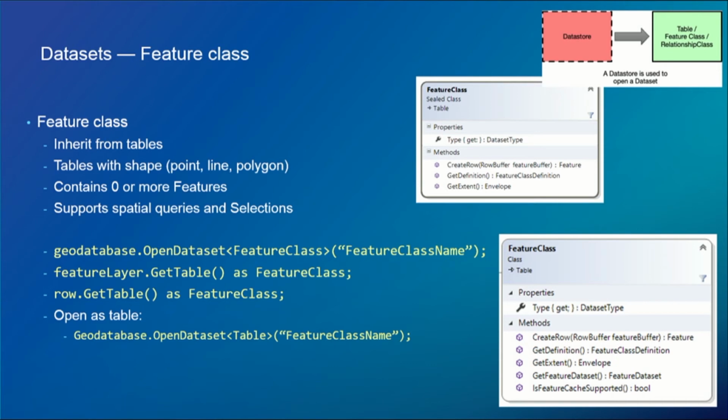Now, of course, we're here for GIS, so probably the most interesting kind of data set is a feature class. So feature class inherits from table. It provides support for shape. So you're going to have one additional field on there that has a shape field in it. Again, it supports spatial queries and selections like before. The way to get a feature class, pretty much the same as before. You can get it from a geodatabase if you know its name. You can get it from a feature layer. You can get it from a row or a feature. So because feature class inherits from table, it's worth pointing out that you could always open a feature class as a table. You know, it's fully polymorphic and in your object-oriented way.